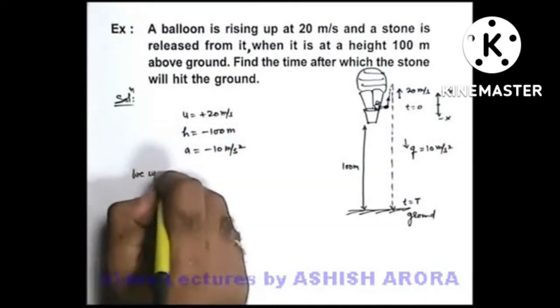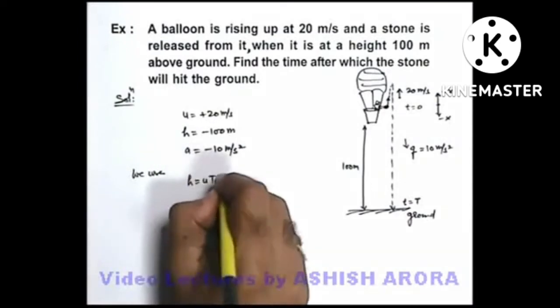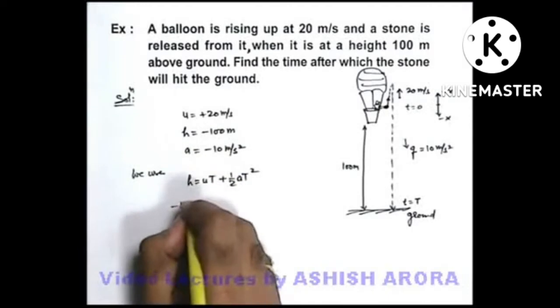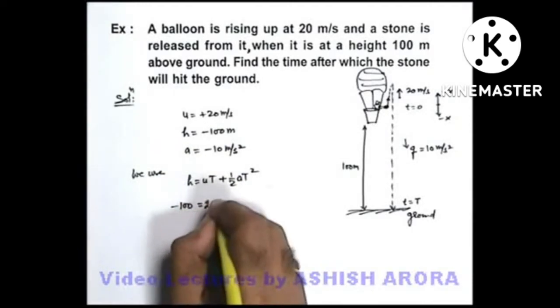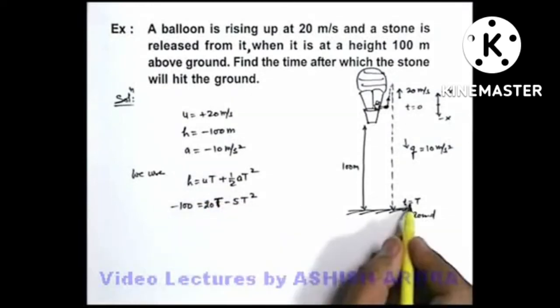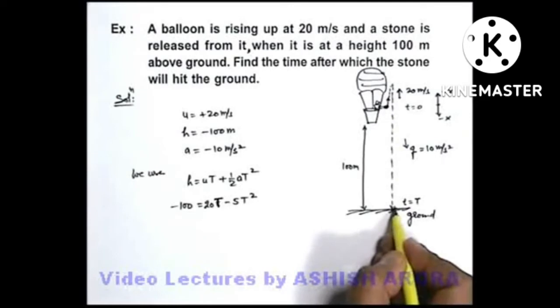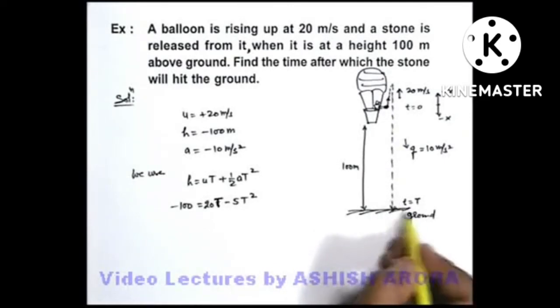Now we use the relation h is equal to ut plus half at square. In this situation, we can write minus 100 is equal to 20t minus 5t square. Here capital T we are taking as the time in which the particle will cover the total displacement from the starting point to the bottom point, which is the time when the ball or the stone will hit the ground.